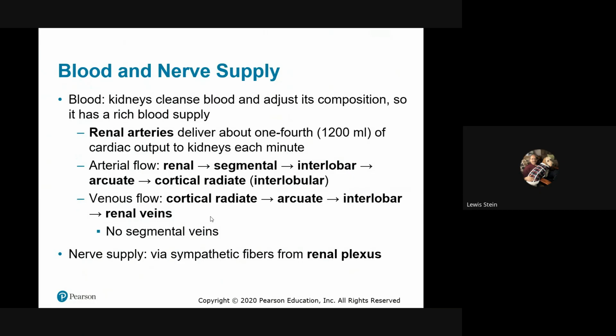And we're going to take a look at that and what constitutes the nephron and the glomerulus. That's really the vital anatomy. This is gross anatomy.